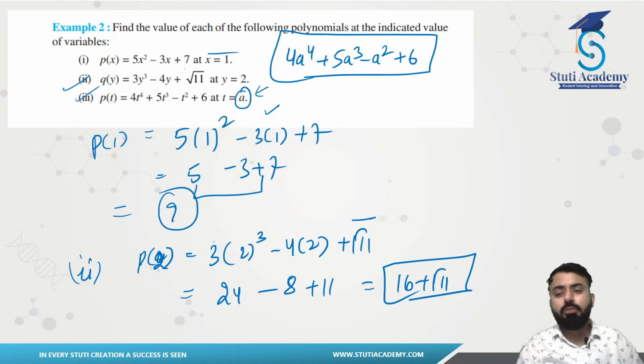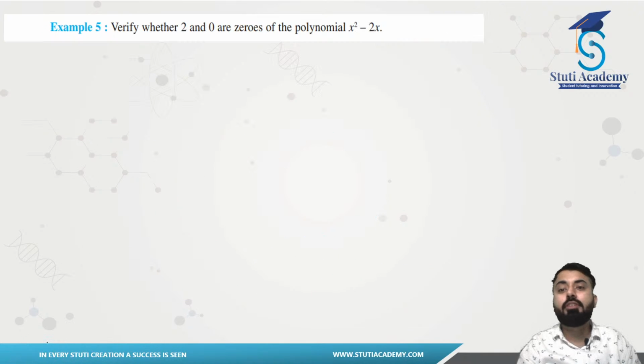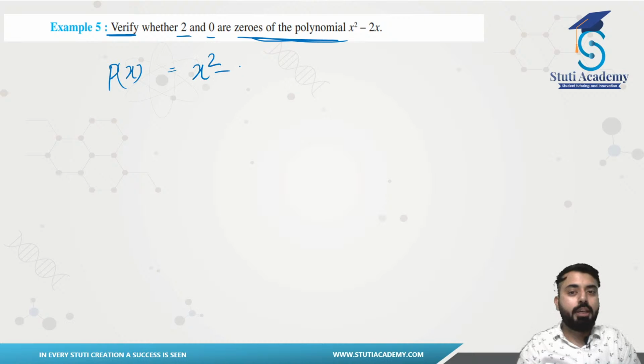So now let's move forward and see what we have in our example 5. Verify whether 2 and 0 are the zeros of the polynomial. So you have to check whether it is 0 or not. Firstly, just name your given polynomial p of x, which is equal to x square minus 2x. If it had been y, then we would have named it p of y. Remember, whatever variable you have, you have to put it here. Now you have been given two values, 2 and 0. Firstly, put x equals to 2.